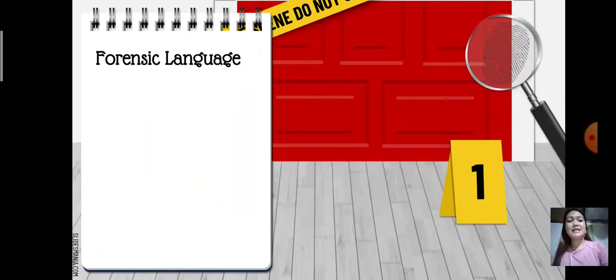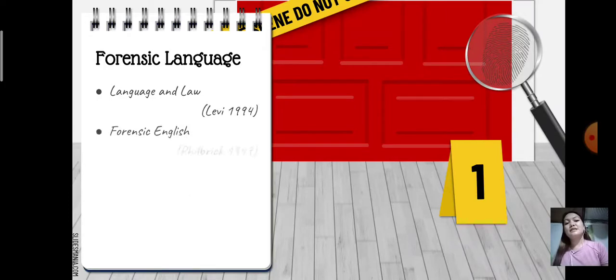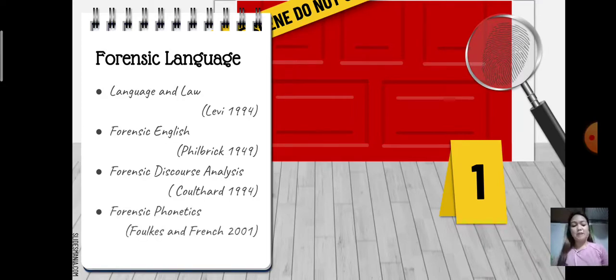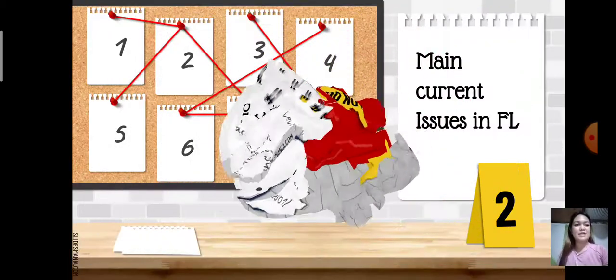Forensic linguistics had many names before. Some say it was named language and law, forensic English, forensic discourse analysis, and forensic phonetics. But later on, they settled on the term forensic language or forensic linguistics.